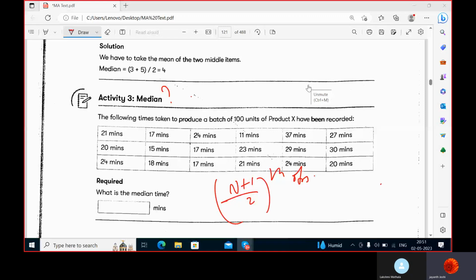See, you have to arrange in ascending order first. So it starts with what? 11. Okay. And then which is the second biggest number? 15, 15. 17, 17, 17. Like that you have to arrange. 18, 20, 20. And then 21. 17, next bigger 20, 20. Then we'll take what we have taken.